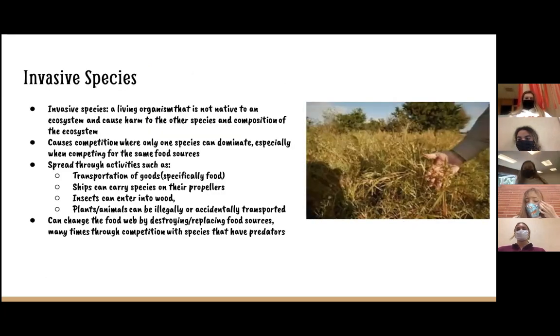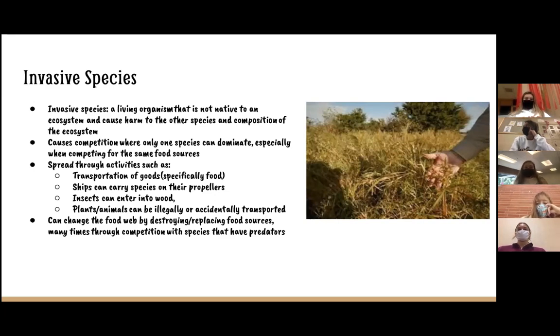And lastly, invasive species are defined as a living organism that is not native to an ecosystem, which causes harm to the other species that inhabit that ecosystem. It causes competition with other plants and animals where only one species can dominate. Especially when competing for the same food source, it's really important that only one species is not dominating and that their source of food is not being overtaken by multiple species.